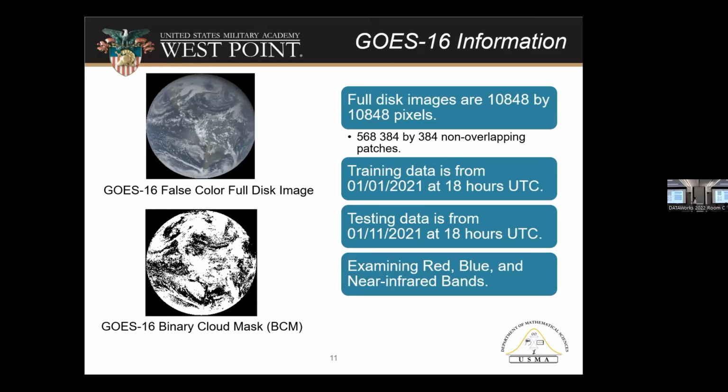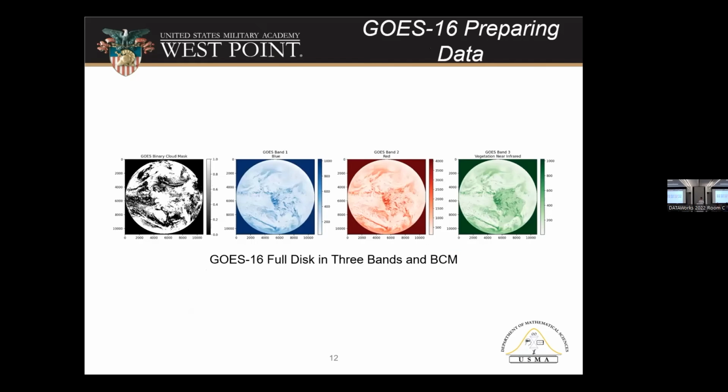It's GOES-16, and we took two full disk images. We took one on the 1st of last year, so January 1st of last year, and then finally 10 days later, on the 11th of January last year at 18 hours UTC. And once again, we're examining the red, blue, and near infrared bands. This is what the data looks like. So we're taking these full disk images and putting them in different bands. And we're saying, can we take what we see on the right, the 3 globes, and make them look like the left?